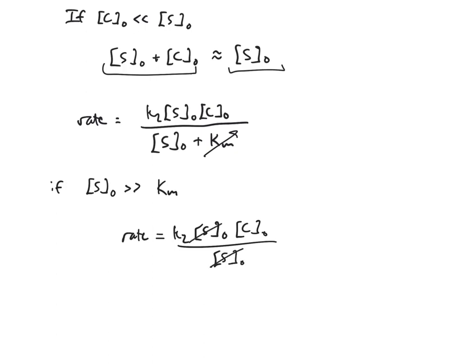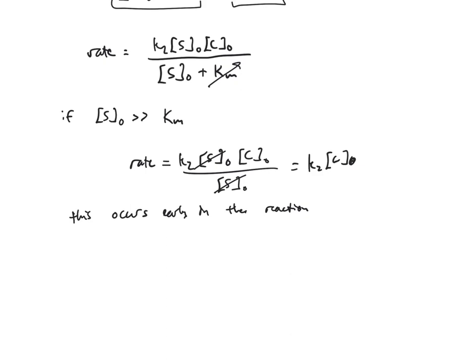starting concentration of S. Those cancel out. K2, C, 0. Make that 0 a little bit nicer. This situation occurs early in the reaction, where presumably that substrate concentration is very high. And this is actually where we have a maximum rate, where the reaction is going fastest. And that should make sense, because in our experience, reactions tend to go faster at first.